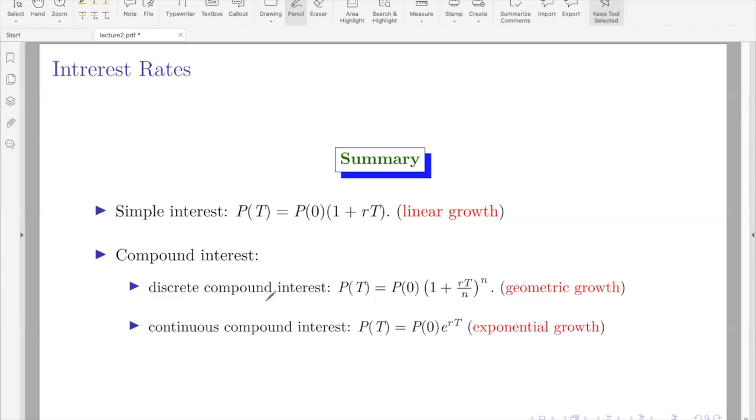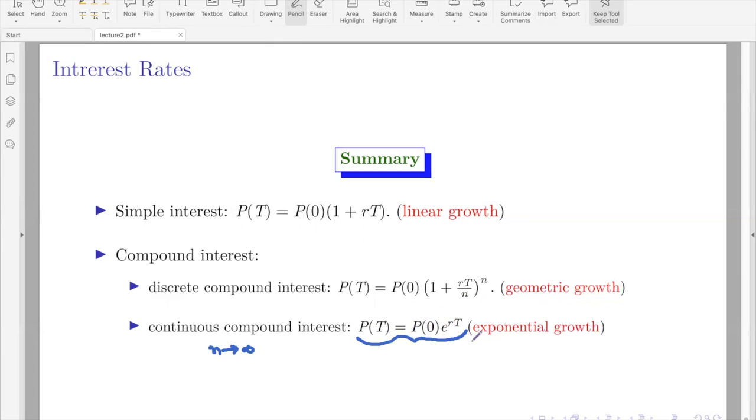In the other case, that is in the continuous case, when n tends to infinity, we have the nominal value equal to P of 0 into e to the power of rt.